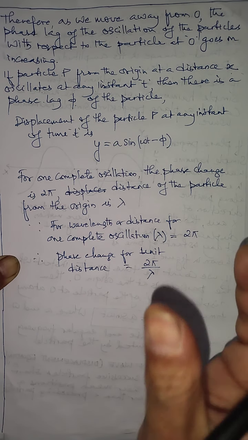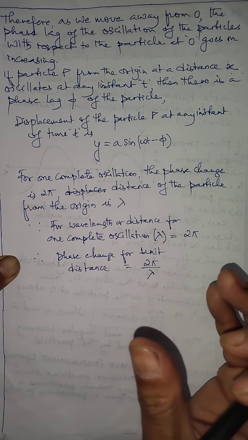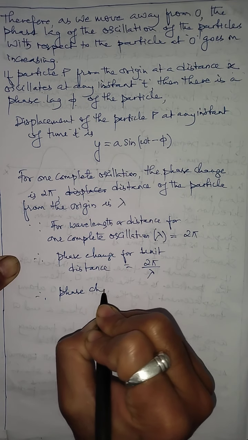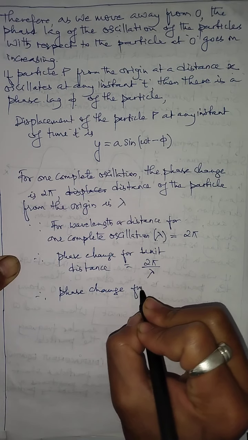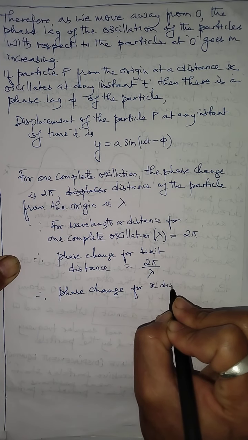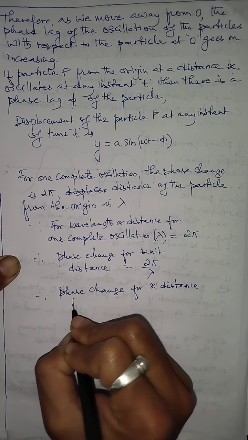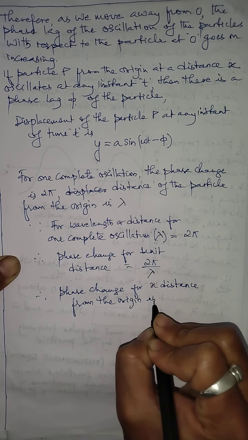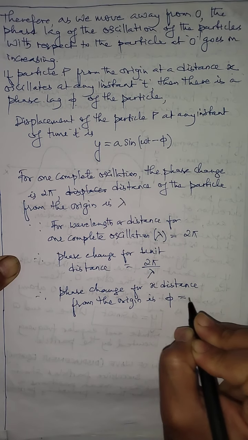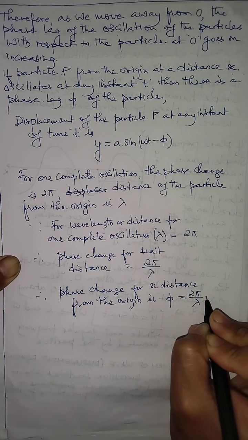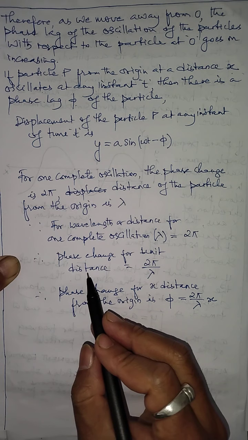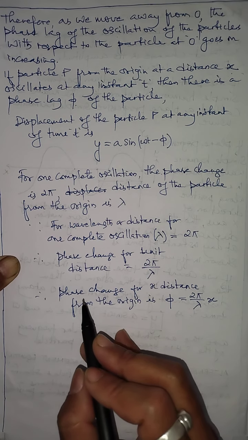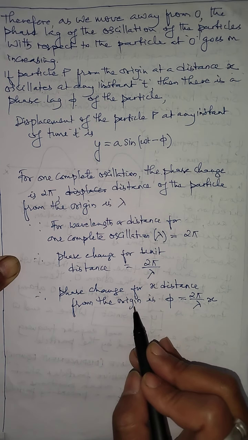But what is the actual distance we are calculating for the displacement of the particle from the origin? That is x. Therefore the phase change for x distance from the origin is given by phi, and that phi is 2 pi by lambda into x. For unit distance from the origin, the phase change is 2 pi by lambda.